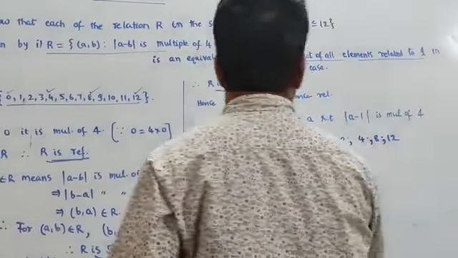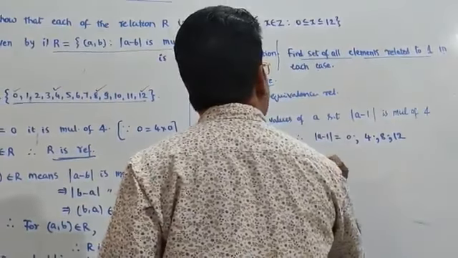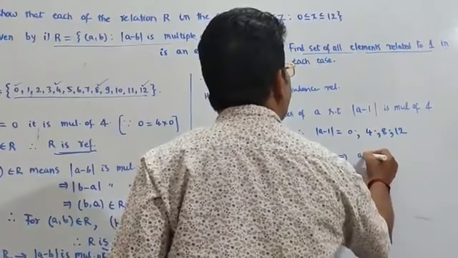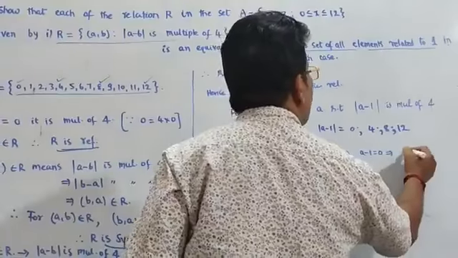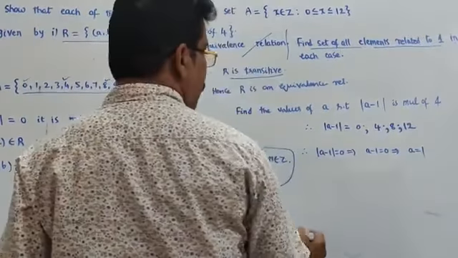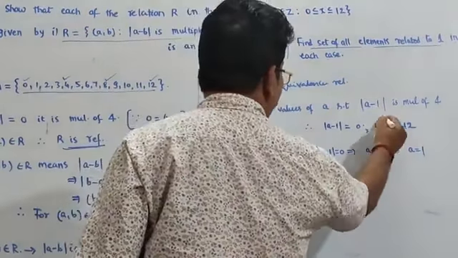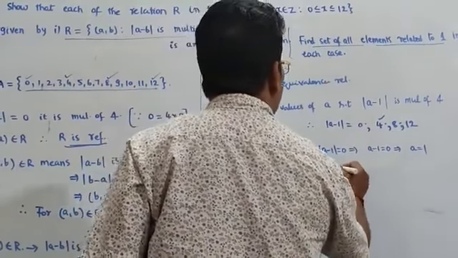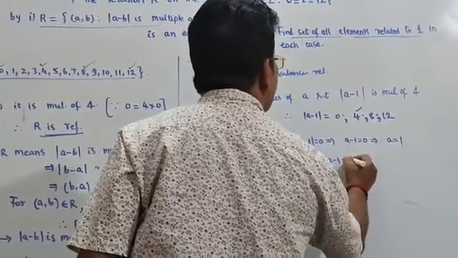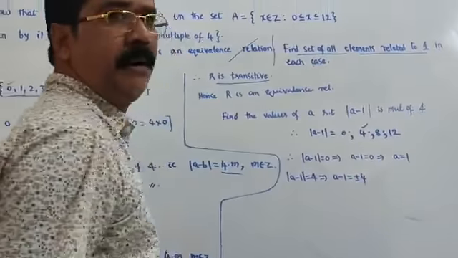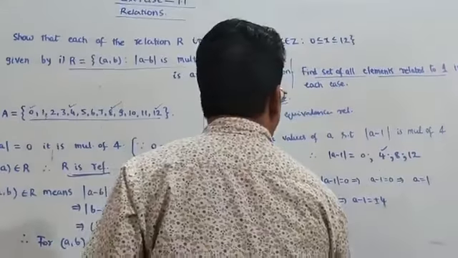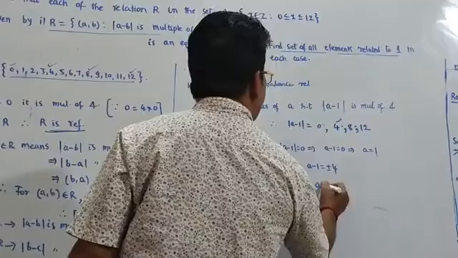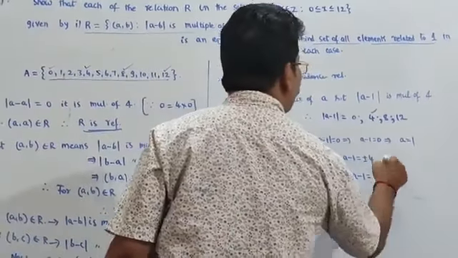So therefore modulus of a minus 1 equal to 0. What does it mean? a minus 1 equal to 0, so a value is 1. Next case, 4. Modulus of a minus 1 equal to 4. That implies a minus 1 equal to plus or minus 4. So that implies a minus 1 equal to plus 4 or a minus 1 equal to minus 4.